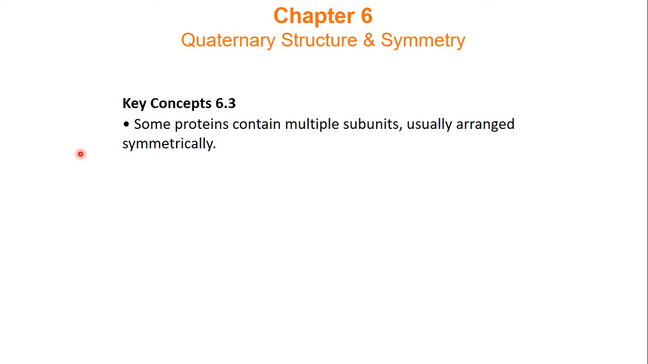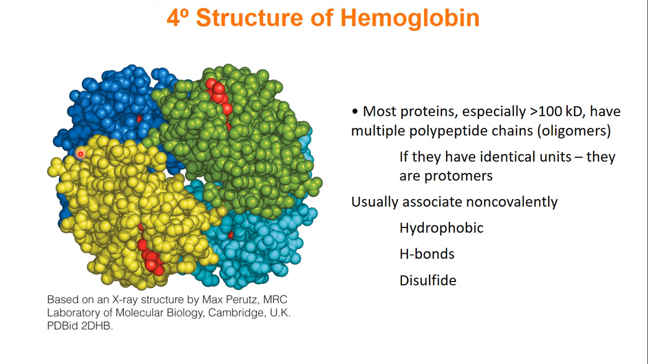In this video, we're going to very briefly look at quaternary structure. Quaternary structure is if a protein is made out of multiple tertiary structures, how do these tertiary structures combine to form a big structure called the quaternary structure? And a lot of proteins, especially those over 100 kilodaltons, have multiple polypeptide chains. We call those oligomers. If the polypeptide chains are the same, we call those protomers.